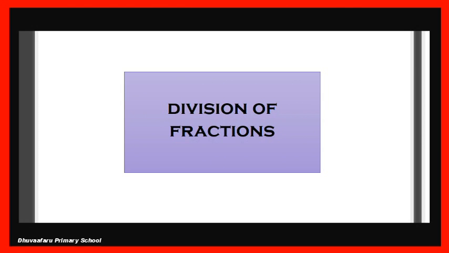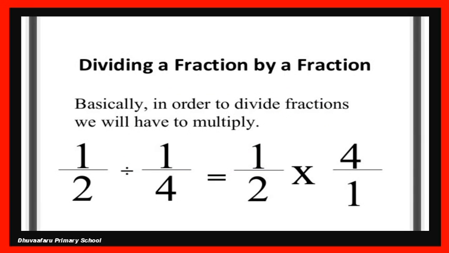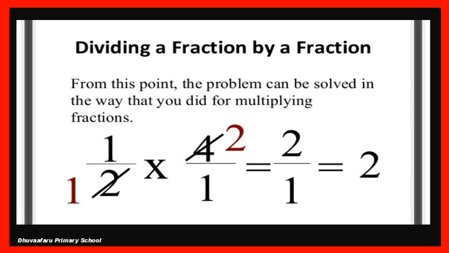Let's look at division of fractions. Divide a fraction by a fraction. Basically, in order to divide fractions, we will have to multiply. So half divided by 1/4 equal to 1 by 2 times 4 by 1. You have to remember to flip the number 1 by 4 to 4 by 1.